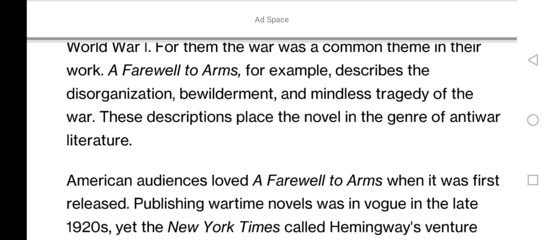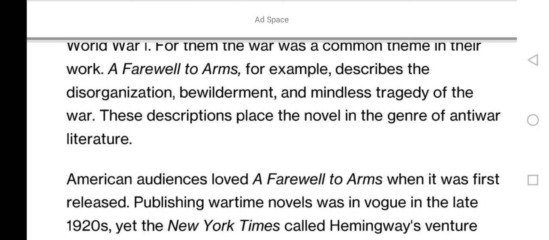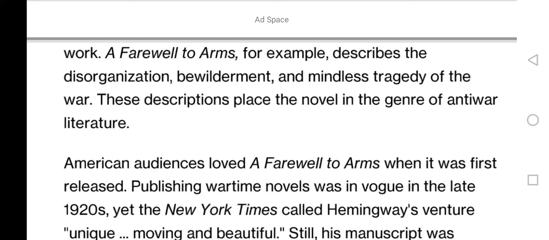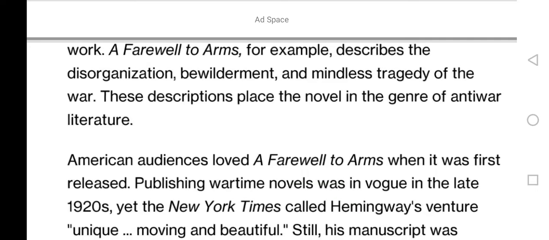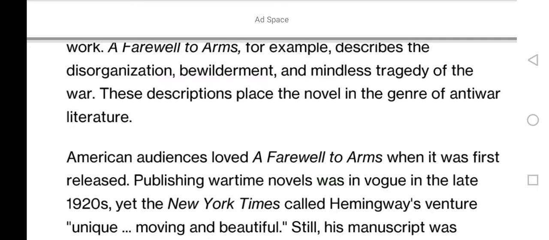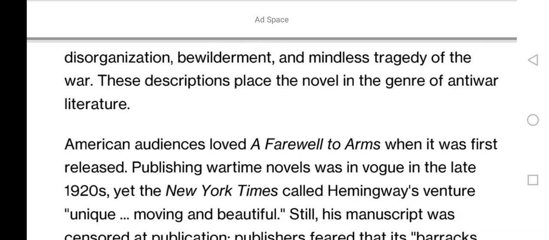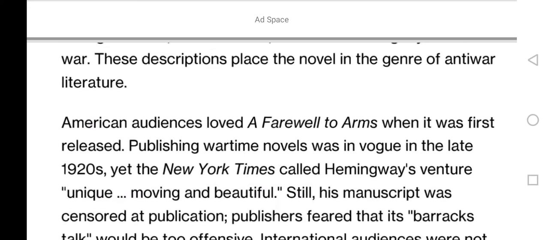A Farewell to Arms, for example, described the disorganization, bewilderment, and mindless tragedy of the war. This description placed the novel in the genre of anti-war literature.